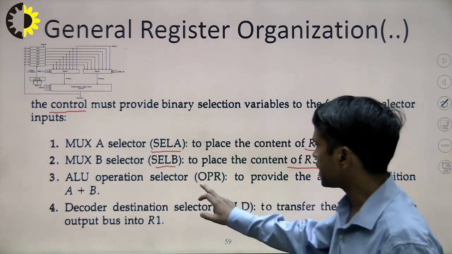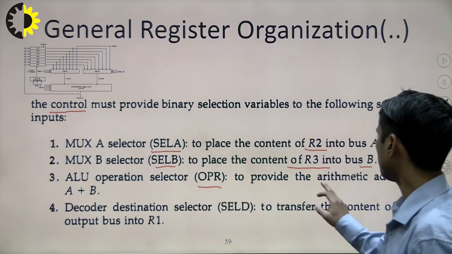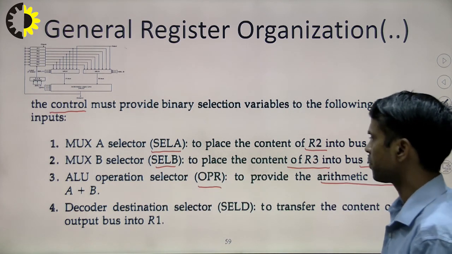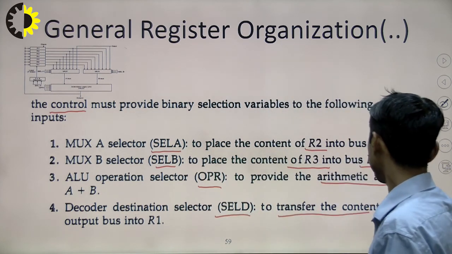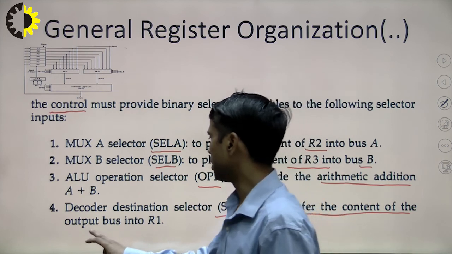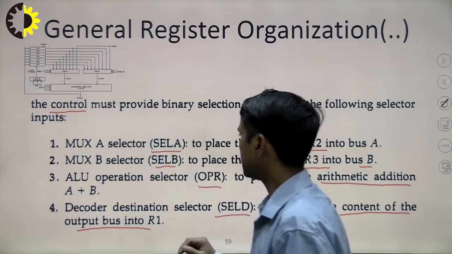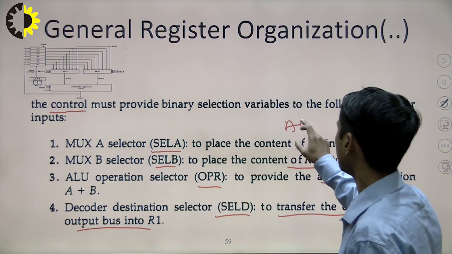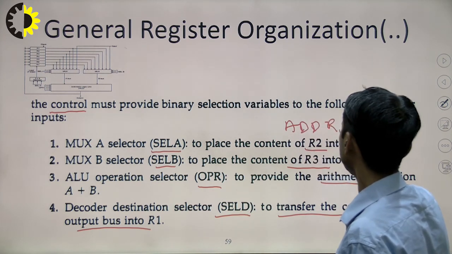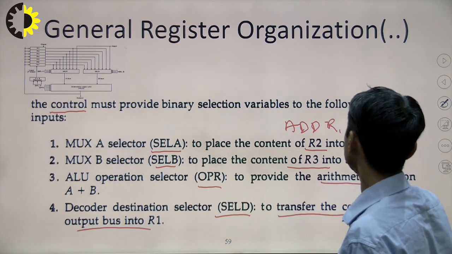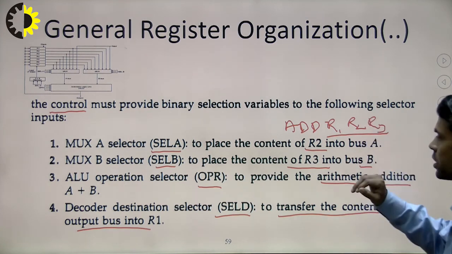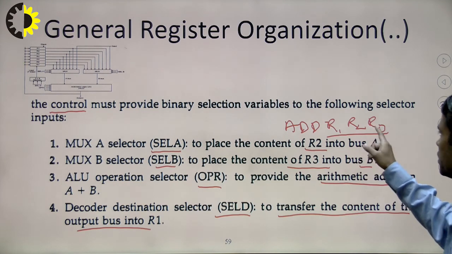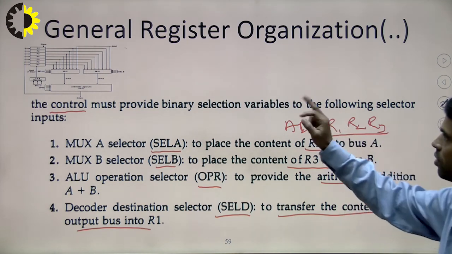So, operation bit will tell what to perform. So, here it is telling that the arithmetic operation is to be performed, and finally, the decoder selection line select D transfers the content of the output bus into R1. So, this particular instruction is basically add R1, R2 and R3. So, this is a 3 address instruction, as I have already given in previous one. Add R1, R2 means that is a 2 address instruction. So, this is a 3 address instruction to work upon on this particular machine.